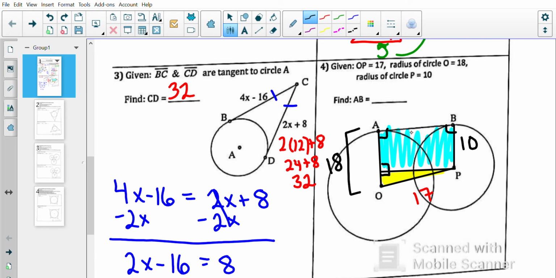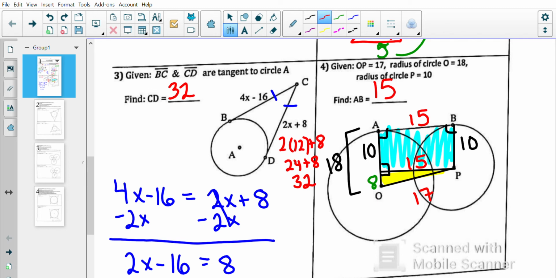And in a rectangle, opposite sides are congruent. So if B to P is 10, then from here to here is 10, which means the part of that triangle is 8. And now looking at the right triangle, we have a triple. 8 something 17. It is an 8, 15, 17. And in the blue rectangle, opposite sides are congruent. So if the bottom is 15, the top is 15, which means AB has to be 15 units long. So that was just a quick recap of all the tangent types of problems that we've been doing.